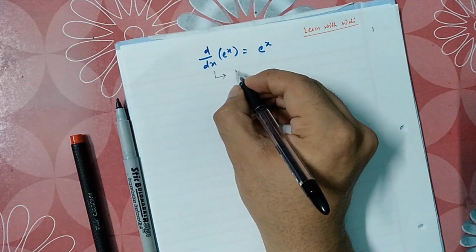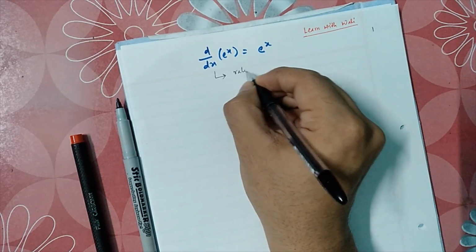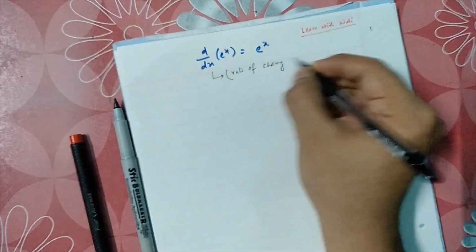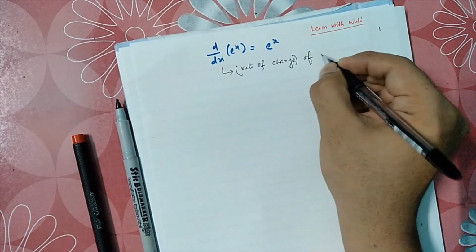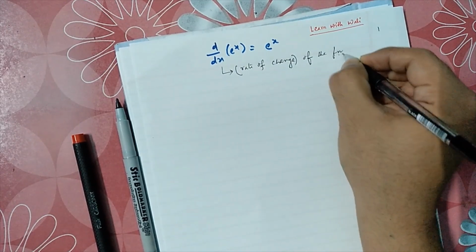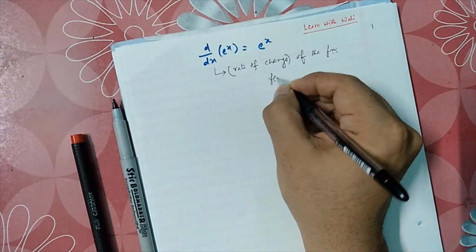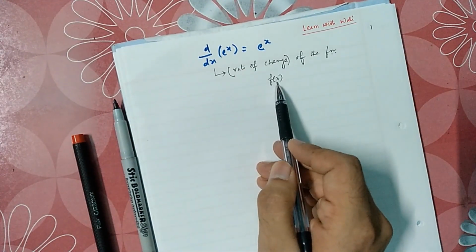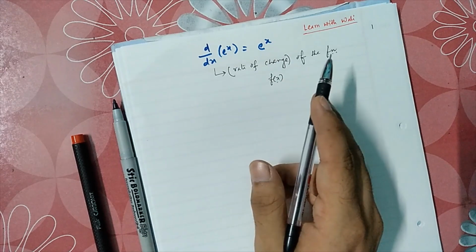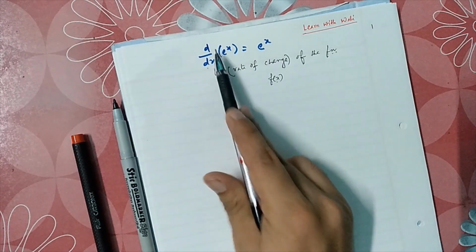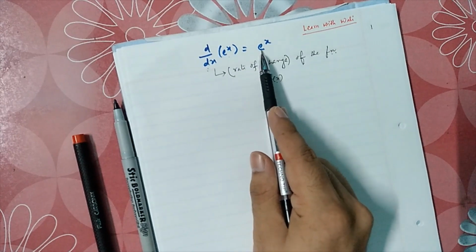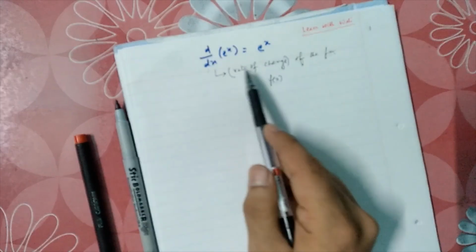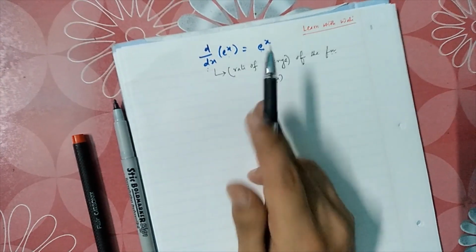d/dx is nothing but the rate of change of the function. That means if f(x) is a function, then the rate at which f(x) is changing is called d/dx. So d/dx of e to the power x means e to the power x. What does it mean? It means the rate of change of e to the power x is itself.